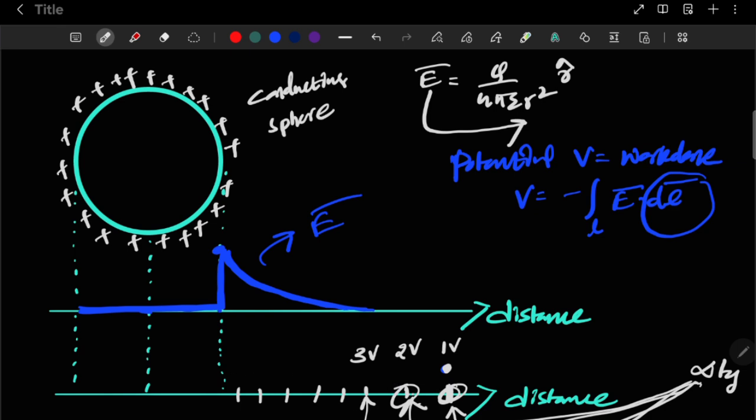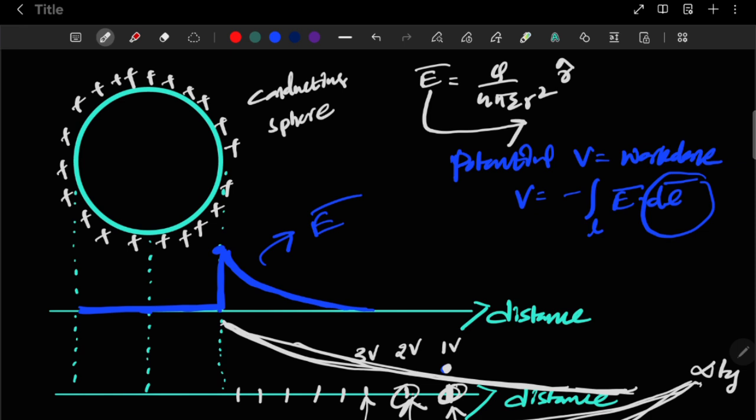From infinity distance, otherwise from the conducting sphere, if you see, as you are going to the right side, the potential values decrease: 3 volts, 2 volts, 1 volt, like that. So it will be like this. It is decreasing, and finally it will become 0 at a certain distance or at infinity distance. It will take a shape like this.